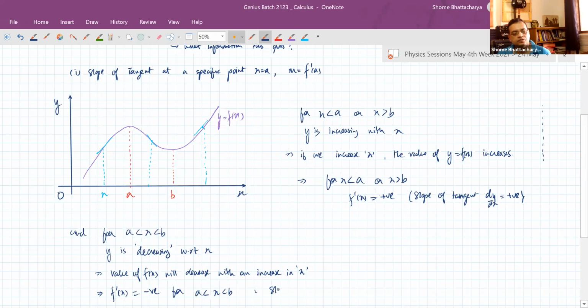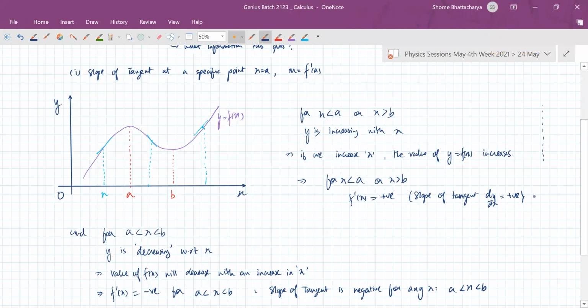That is, the slope of the tangent is negative for any x such that x is between a and b. But f dash, or y, is increasing near b, right? We cannot say exactly that it's decreasing.